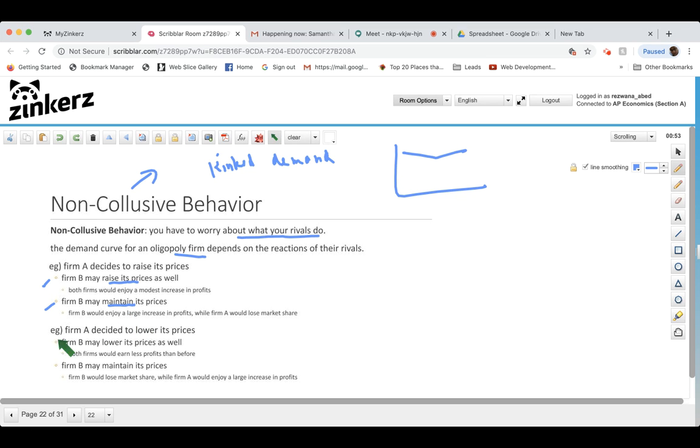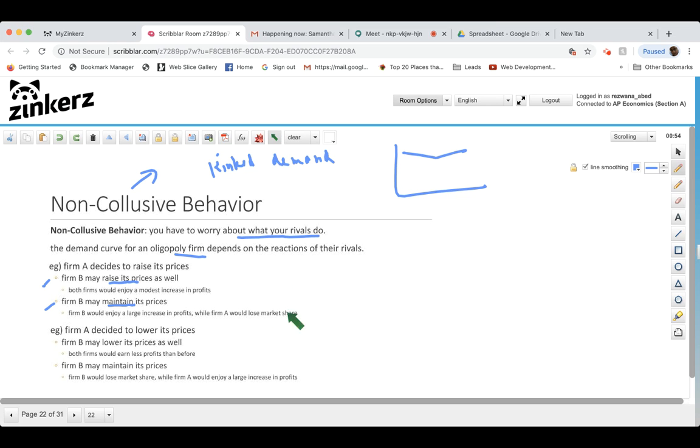And then in another example, if farm A decided to lower its prices, and farm B also decided to lower their prices after seeing what farm A is doing, both farms are now going to earn less profit than before. But if farm A decided to lower their price and farm B maintained their price, farm B's price is now higher, so farm B would lose their market share, and farm A would enjoy an increase in profit.